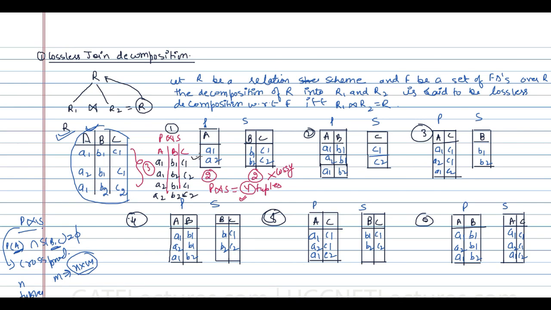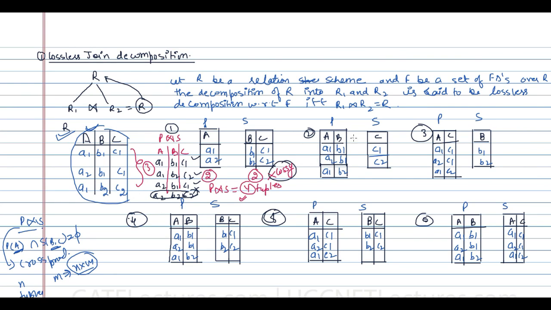Here you can see this is already present in the original table, this is present in the original table, this is present in the original table, but this tuple is not present in the original table. That means we are getting some extra values which are not present. Okay, so getting some extra values is also wrong. So this kind of decomposition is lossy.